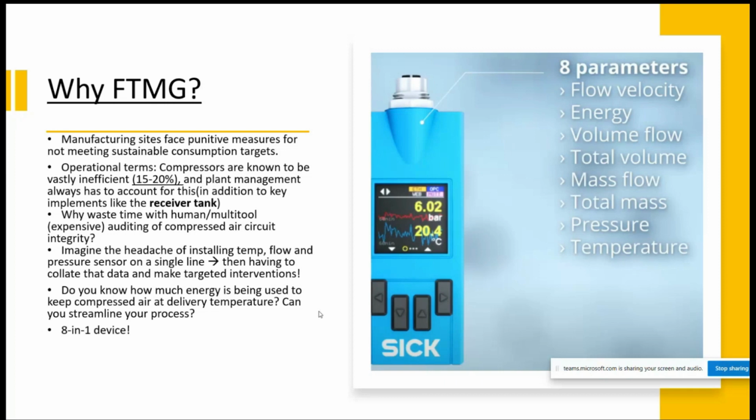What we know is that from the outset, compressors themselves are pretty inefficient, maybe around 20% at best. And plant management has to account for this when sizing the compressor, so you size it to take into account this inefficiency. So you're sizing it for a larger duty than is required. From the outset you're behind, playing catch up in energy management.